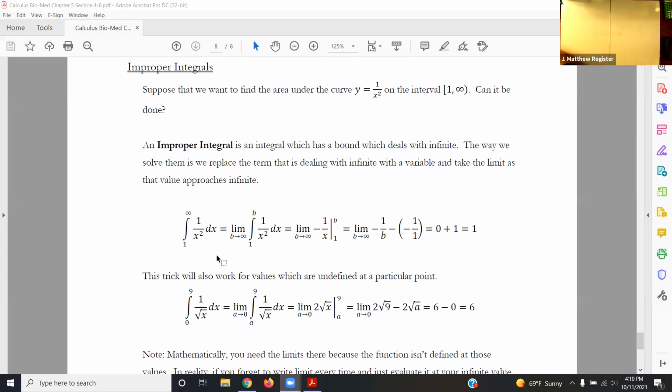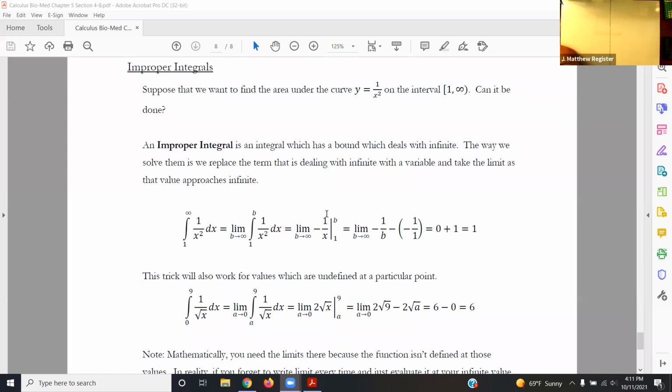And I have a couple of them worked out here. So this first one is the integral from 1 to infinity of 1 over x squared. Well, since we can't really plug infinity in, infinity isn't a number, it's a limit itself. What we would do is rewrite this as the limit as b goes to infinity of the integral from 1 to b of 1 over x squared. And then we would just integrate like normal.